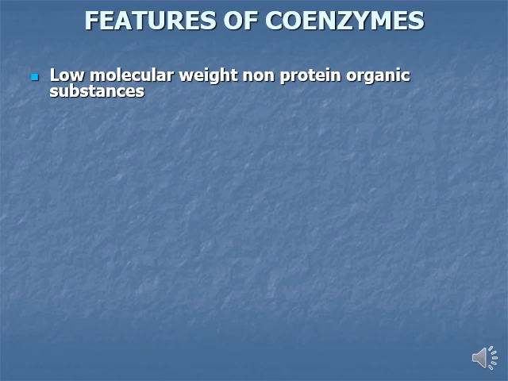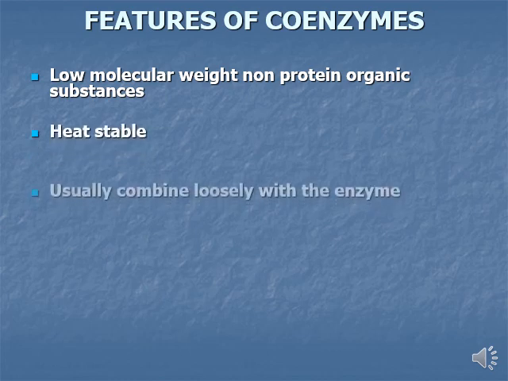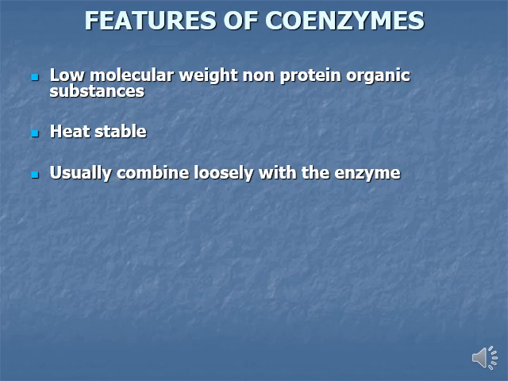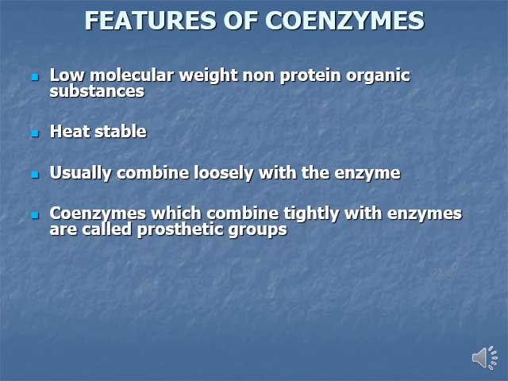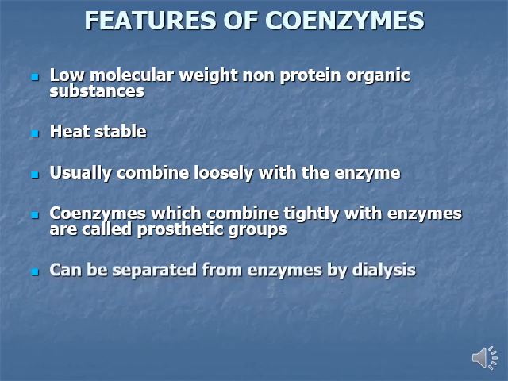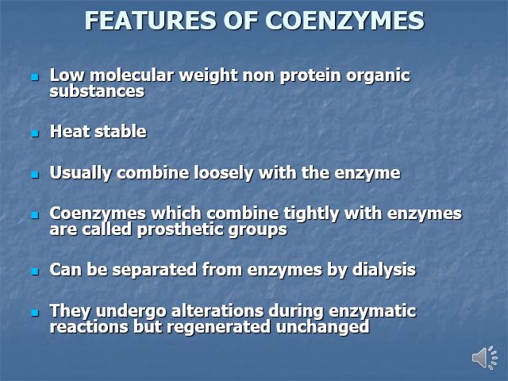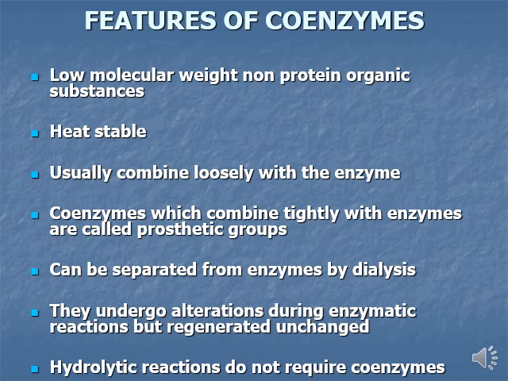Features of coenzymes. Coenzymes are low molecular weight non-protein organic substances. They are heat stable. They usually combine loosely with the enzyme. Coenzymes which combine tightly with enzymes are called prosthetic groups. They can be separated from enzymes by dialysis. They undergo alterations during enzymatic reactions but are regenerated unchanged after the reaction. And hydrolytic reactions do not require coenzymes.